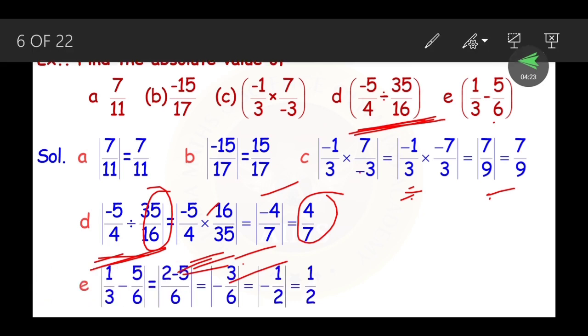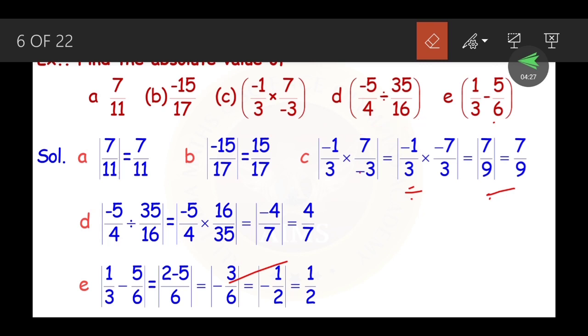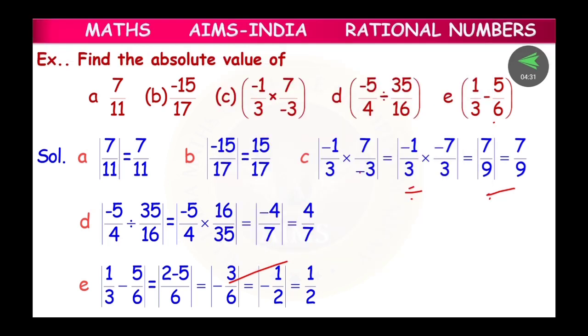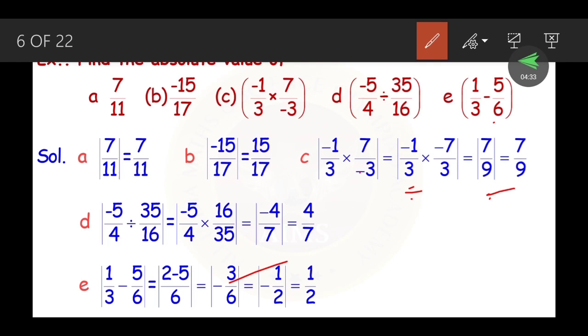Next one. Here they have given a subtraction symbol. So we have to take the LCM and subtract, and we get minus 3 by 6. After simplification we will get minus 1 by 2. The absolute value is 1 by 2.